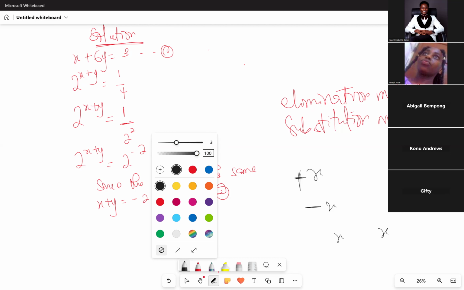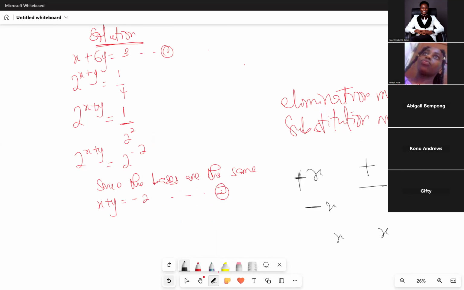What can you do to these two x's for them to be zero? It's either you are adding or subtracting. All the time, that's what we do. What can you do to these two x's and it will be 0? Subtract, isn't it? x minus x is what?